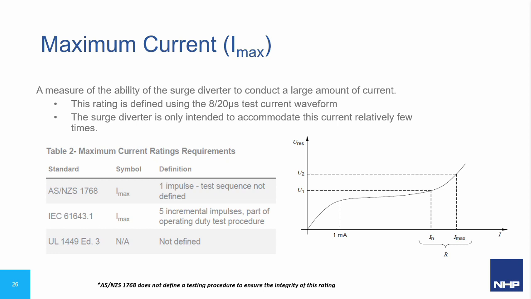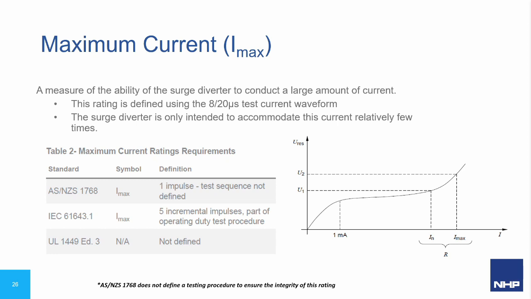The maximum surge current represents the ability of the SPD to divert large transient currents. This rating uses the 8/20 microsecond test waveform. However, the three standards differ in their interpretation. The AS-NZS define this as a one-shot rating, however there is no test behind it. The IEC standard defines 5 incremental impulses, however only one is at the full rating of I max. And the UL standard does not define I max and instead allows for the sum of all the parallel connected protection devices.